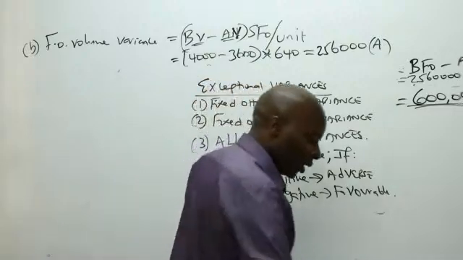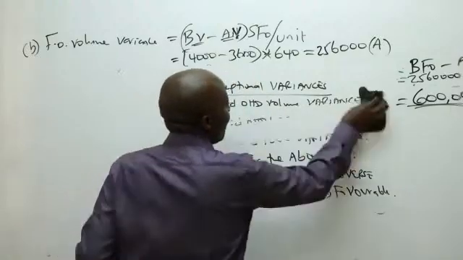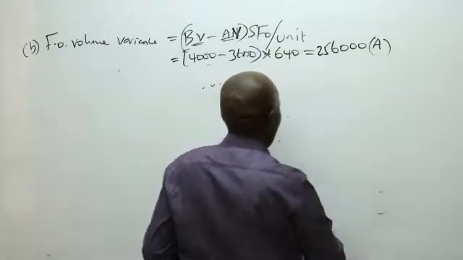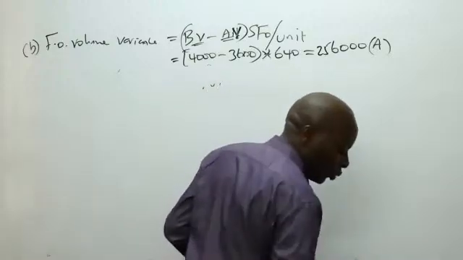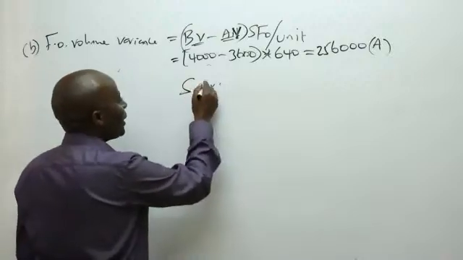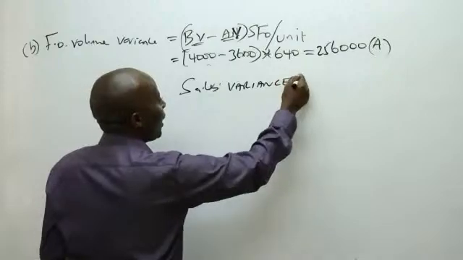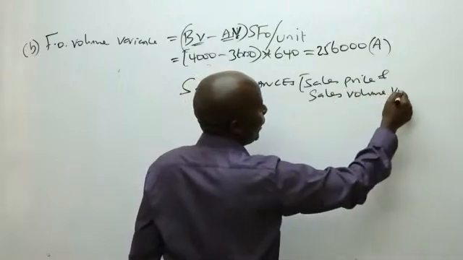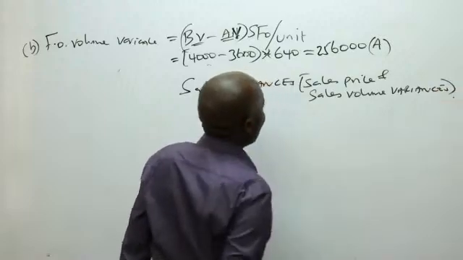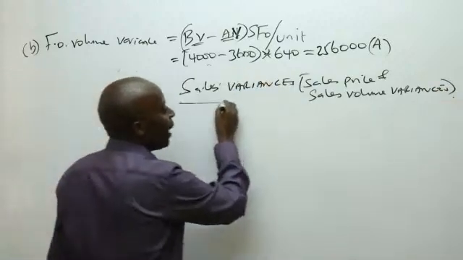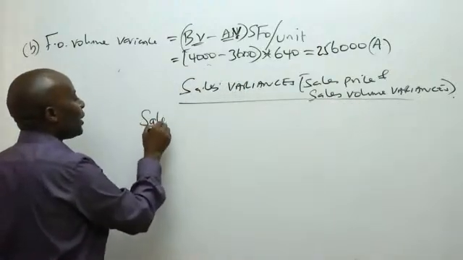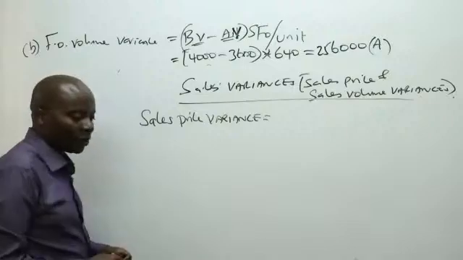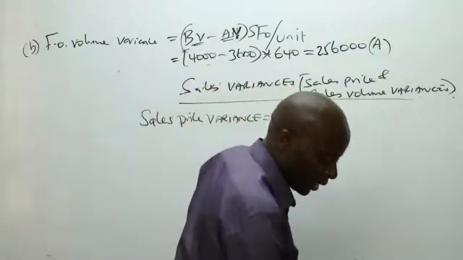Now we go to the last variances called the sales variances. Sales variances are divided into two. I hope you have written there sales variances. We have the sales price and the sales volume variances. So we begin with the first one, which is the sales price variance.